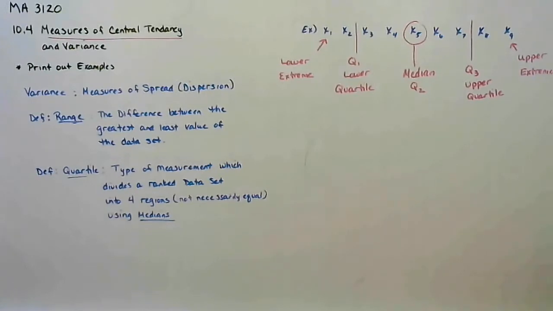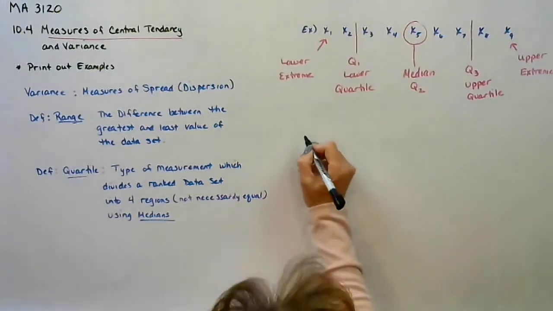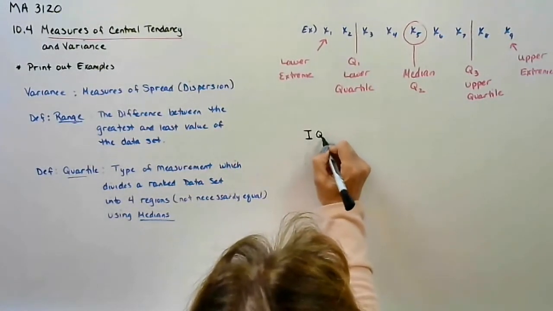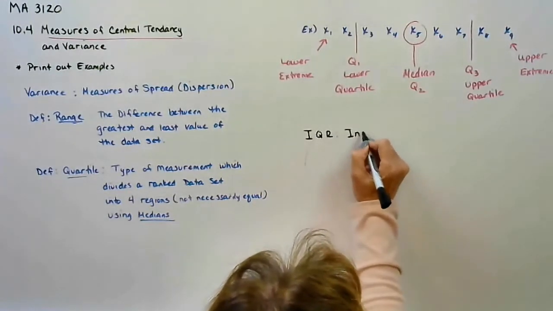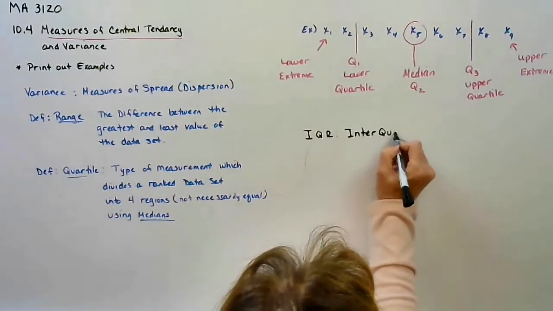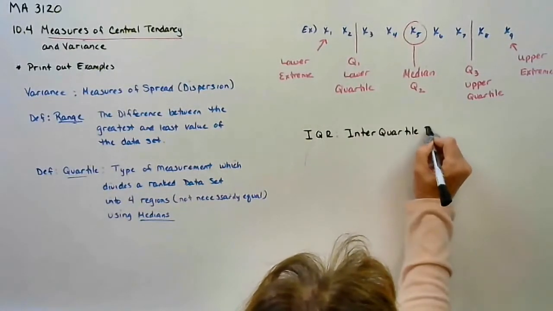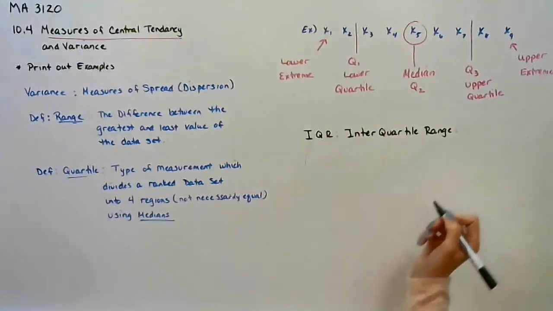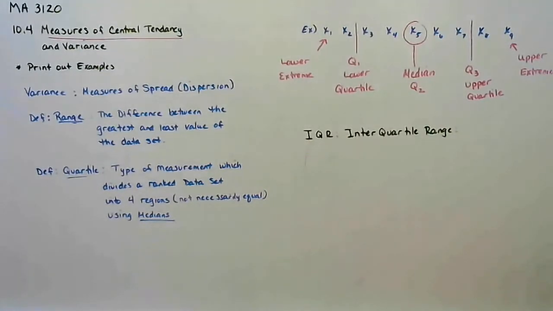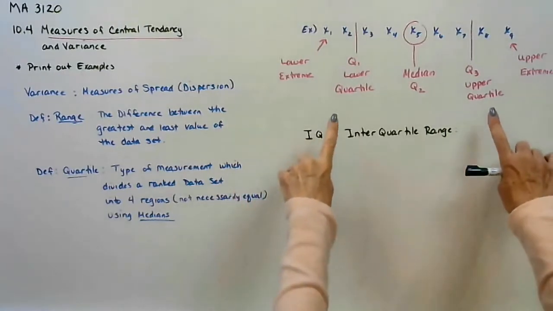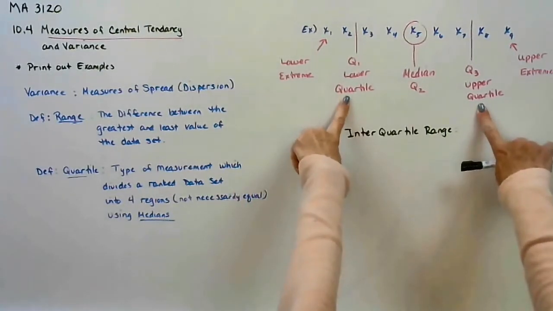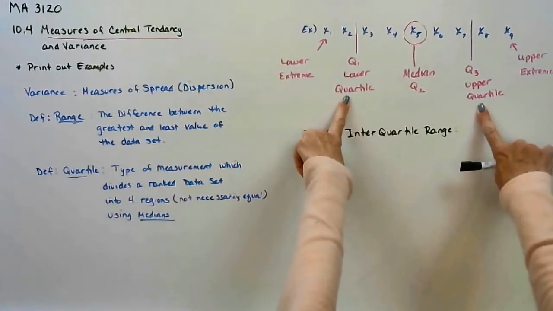called the interquartile range. Sometimes you see it as the IQR. Interquartile range. We already talked about range. Range is the difference between the highest and the lowest value. Well, if it's on the interquartiles, and these are our quartiles, take a look at your upper quartile and your lower quartile. The range between them is what we call the interquartile range.